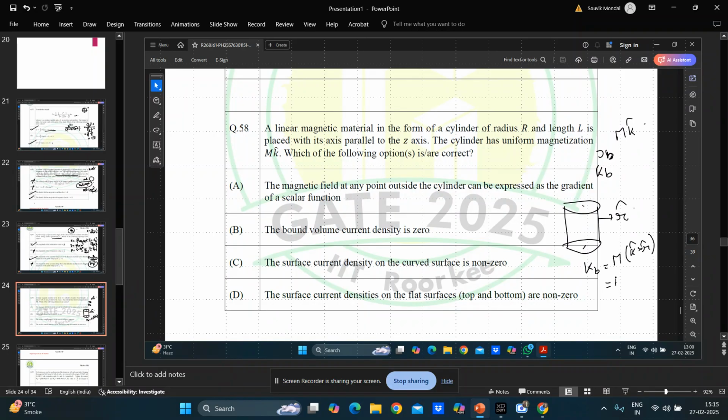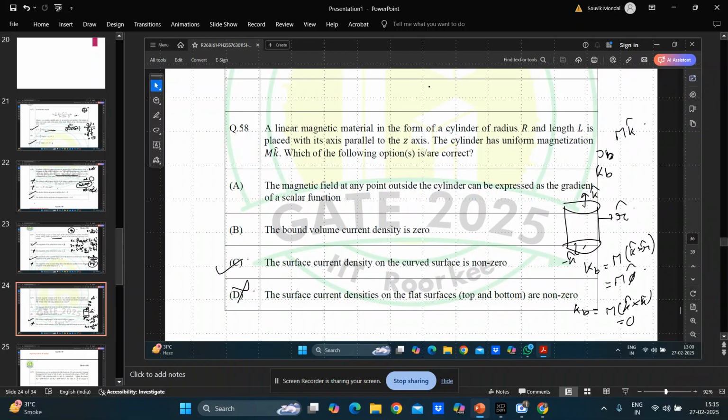So your aim is aim phi hat. Okay, so the surface current density on the curved surface is non-zero. Yes, it is correct. The surface current density on the flat surfaces, top and bottom, is non-zero. No, this is not true, because the top and bottom surfaces have normals k hat and minus k hat, so k hat cross k hat is obviously zero. So it is wrong. Bound current density is zero.